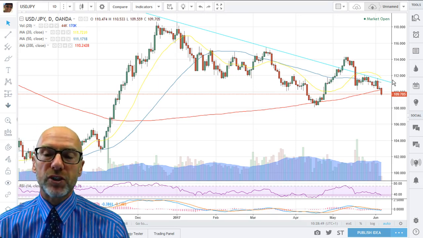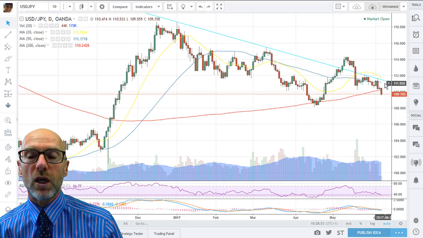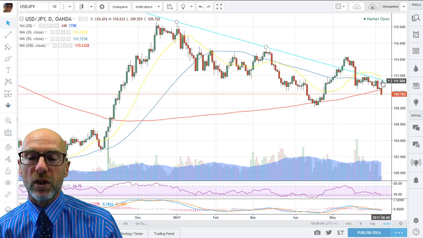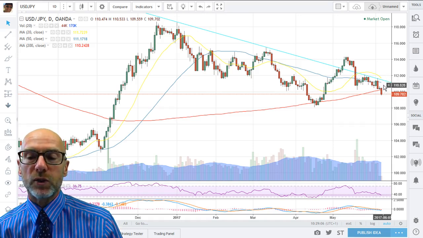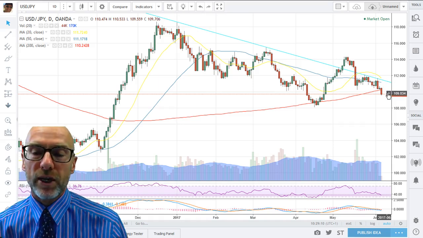On the moving averages, you can see that the 20-day has now rolled over the yellow line and is tracking down very quickly towards the downtrending 50 line. When they cross, that will create a bearish signal, a bear cross, which would give further downside pressure.